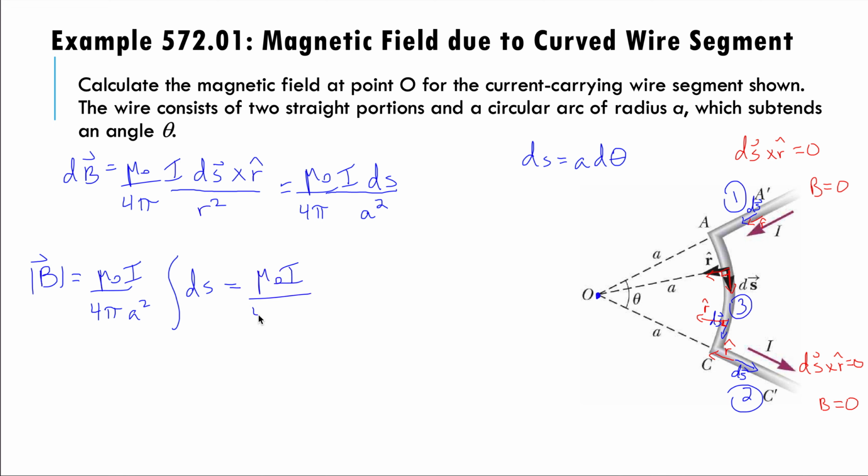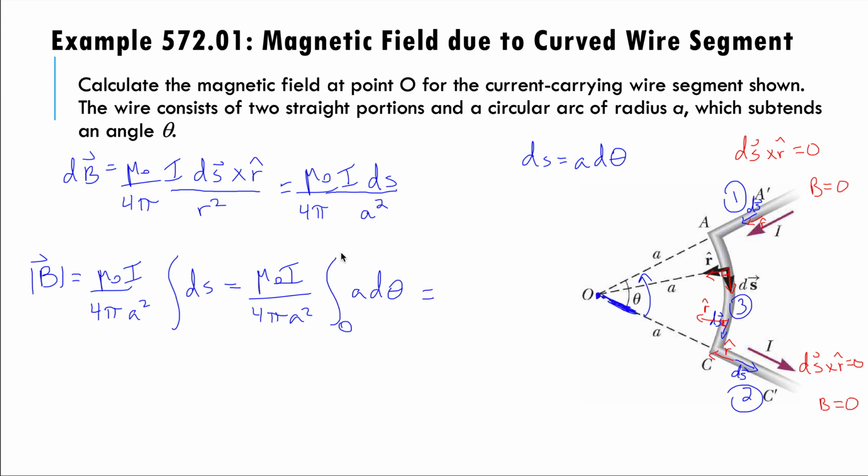Let's just rewrite mu naught over 4 pi a squared, and we can rewrite ds as a d theta. And then we're going to integrate. We can use this as our reference point from which we're defining the angle. So our angle would be defined from 0 all the way to theta. And what we're going to get here is the angle.